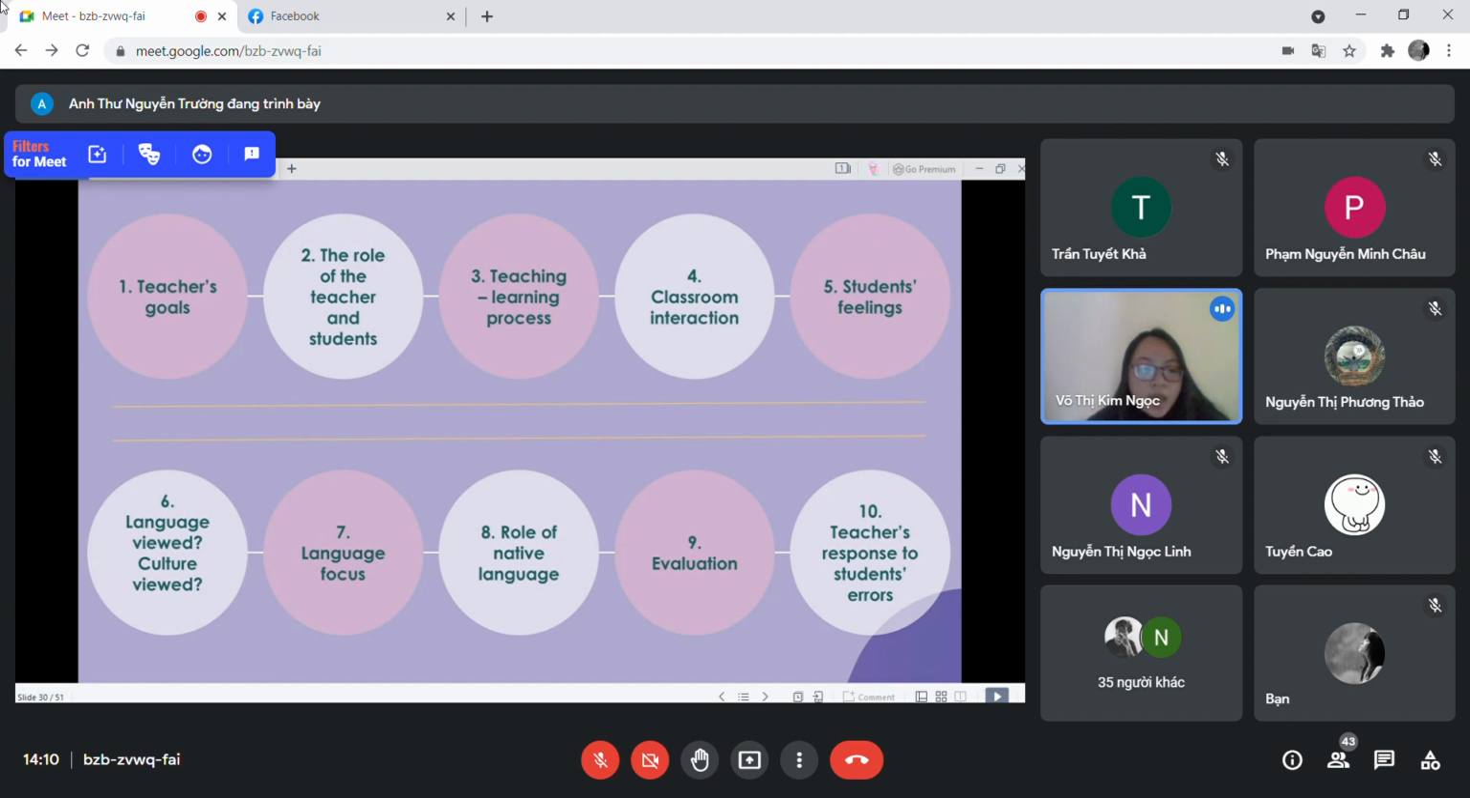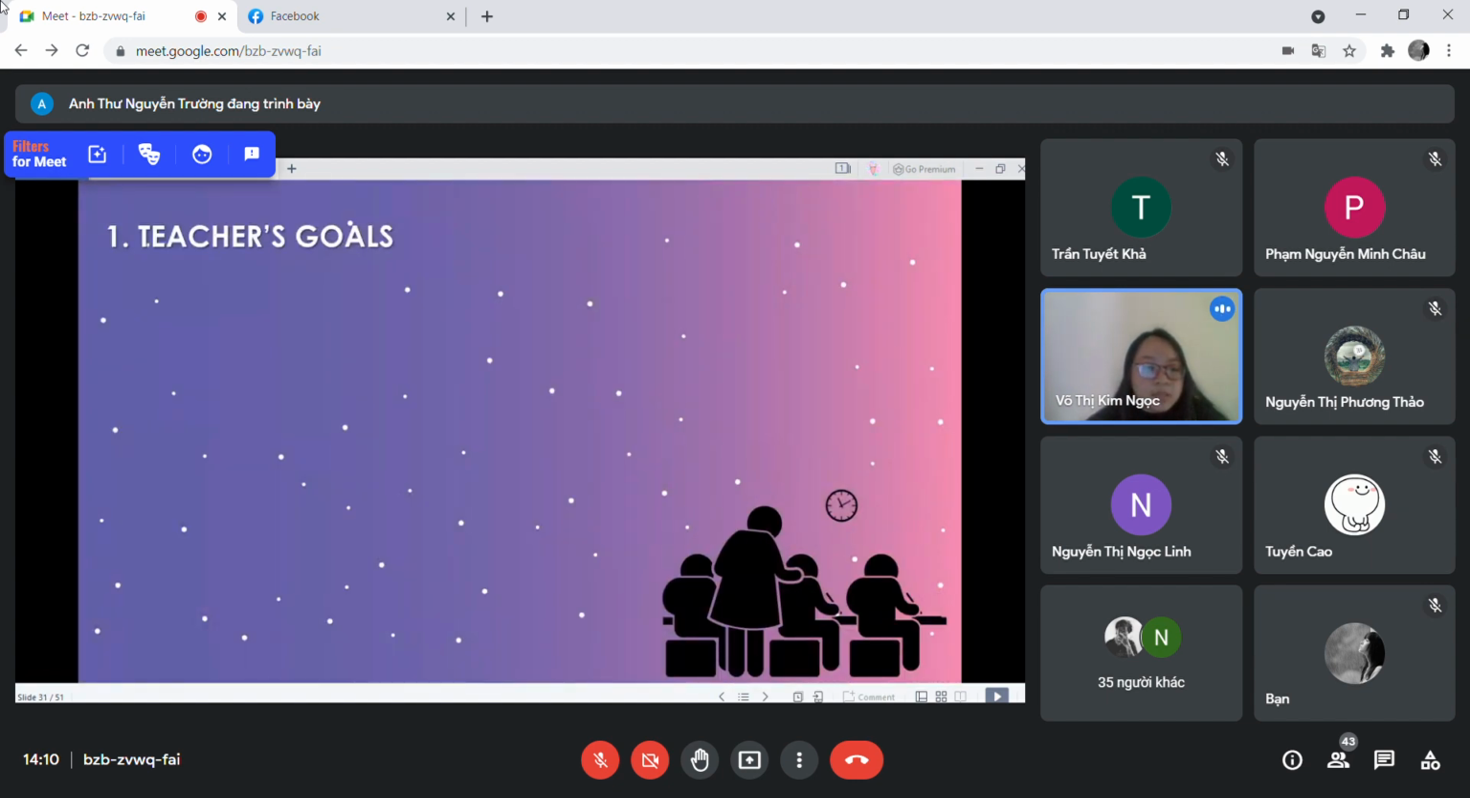For number six, it's about the language and culture view. The next one is about language focus. The next one is about the role of native language in the classroom. And the next one is evaluation. And the last one is about teachers' response to student errors. So let's go on. The first part is about teachers' goals.